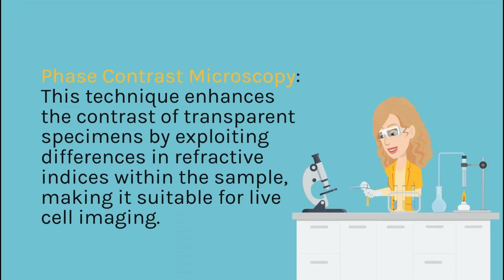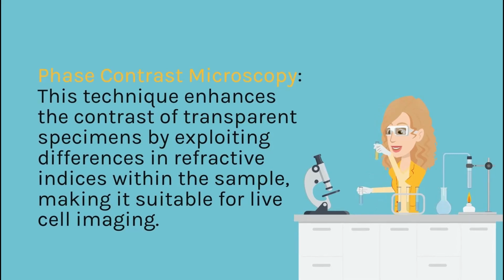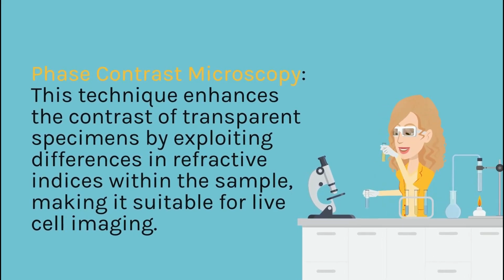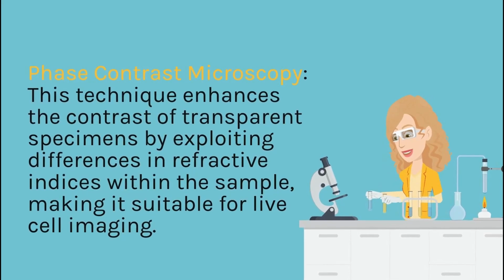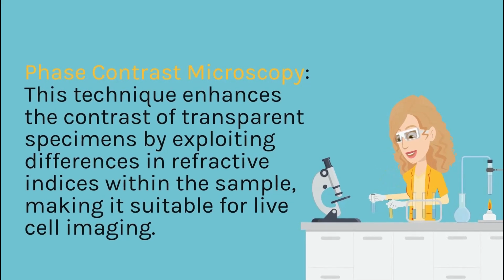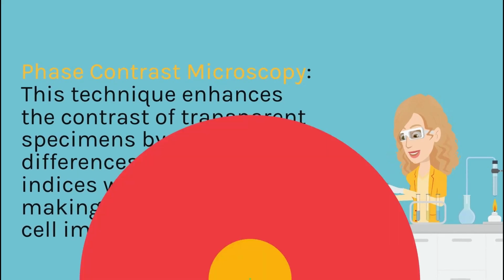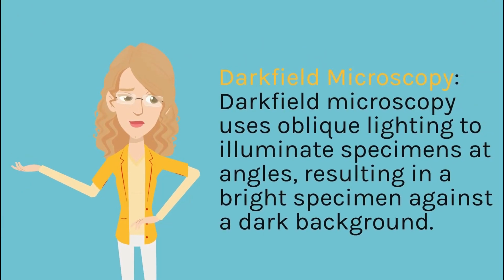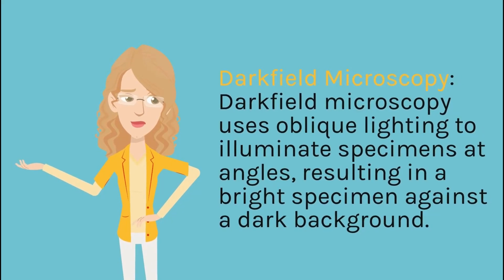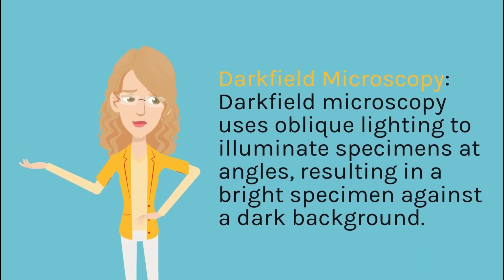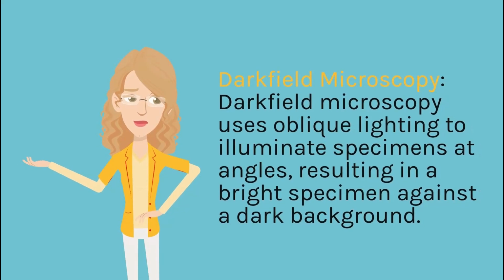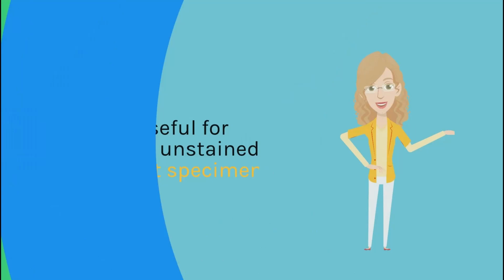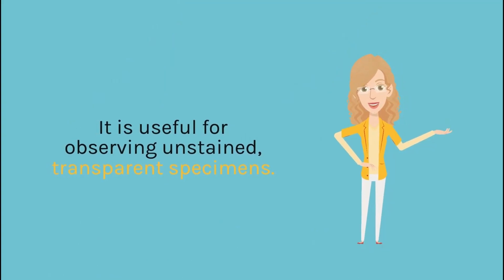Phase contrast microscopy. This technique enhances the contrast of transparent specimens by exploiting differences in refractive indices within the sample, making it suitable for live cell imaging. Dark field microscopy. Dark field microscopy uses oblique lighting to illuminate specimens at angles, resulting in a bright specimen against a dark background. It is useful for observing unstained, transparent specimens.